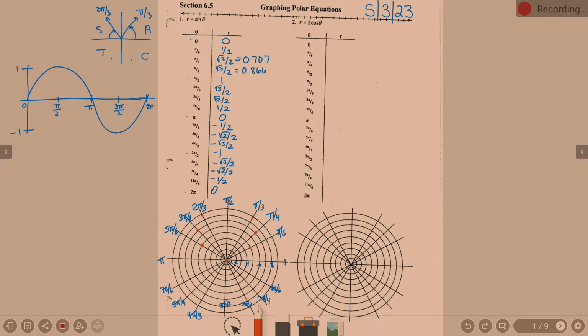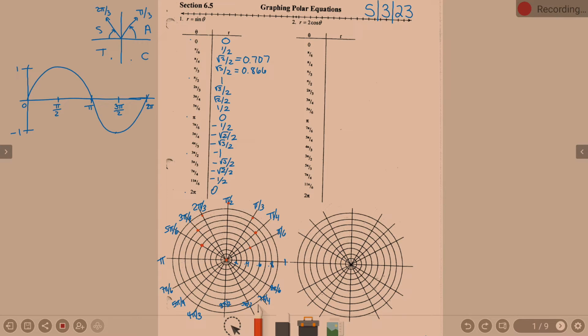5 pi over 4, negative square root of 2 over 2. 5 pi over 4, negative 0.7 takes us to this point on pi over 4 I already have. 4 pi over 3 and negative 0.8, or 0.866. Well, right there. That's the dot I already have here. 3 pi over 2 and negative 1. Here's 3 pi over 2. Negative 1 is the dot we already have. Are you noticing a trend here? It's a pattern, yeah. Okay.